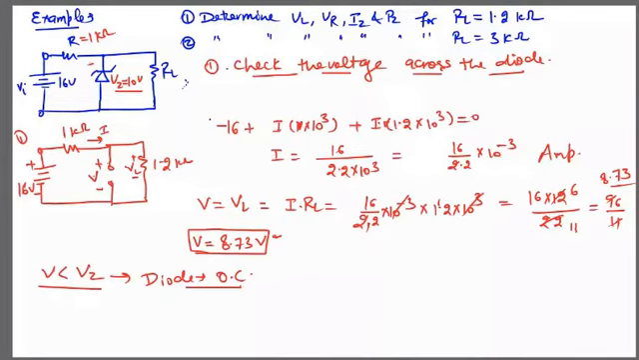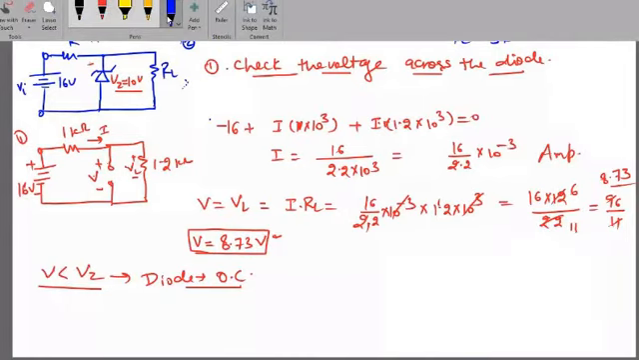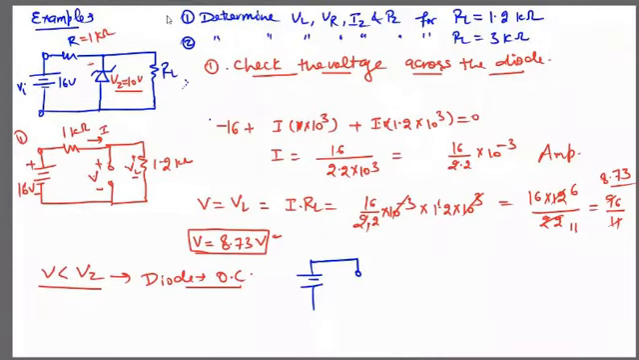So if the diode is open circuit, we can simply calculate the value of different parameters. In this case, we make an equivalent circuit again by removing the diode, open circuit. This is the load resistance, and this is 16 volt. This is resistance R equals 1 kilo ohm, and this is 1.2 kilo ohm. Now we have to find the value of VL, VR, IZ, PZ.